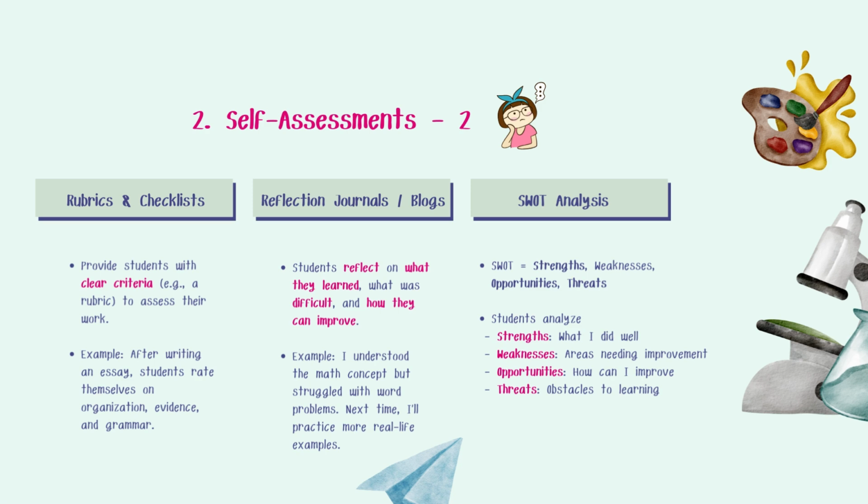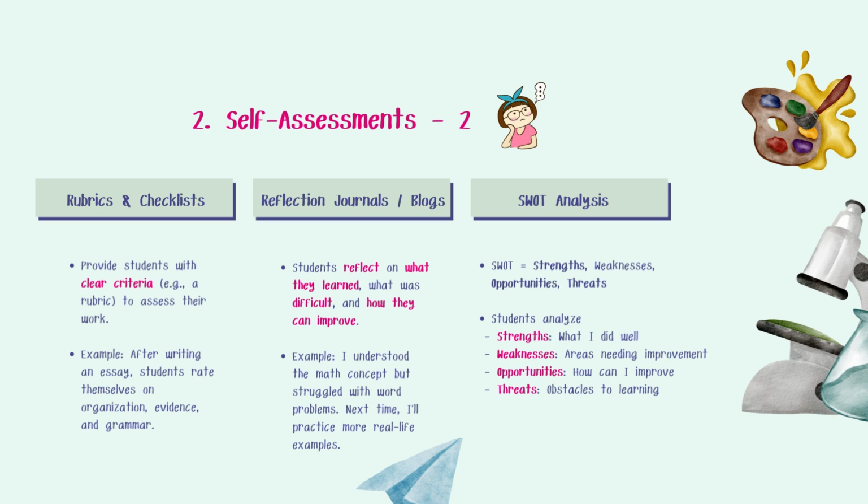The first one, rubrics and checklists. They provide clear criteria for students to assess their work. For instance, students can rate their own essays by checking on their contents, organization, and grammar. The next one is reflective journals or blogs. Students write reflections or blogs about what they have learned, the obstacles faced in the lesson, and what can be done to improve themselves.